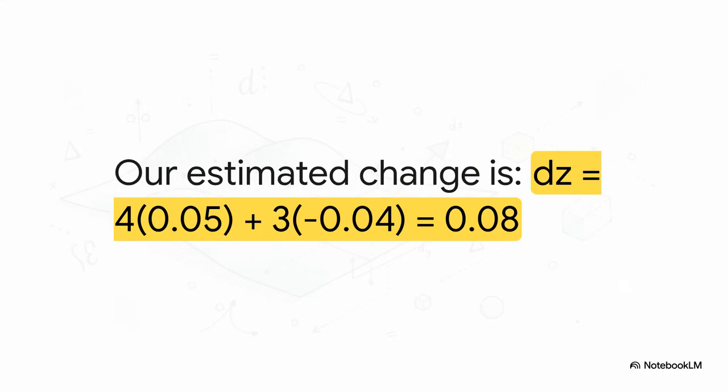All right, now we just plug and chug. We take our formula. dz equals the partial fx, which was 4, times our dx of 0.05, then we add the partial fy, that was 3, times our dy of negative 0.04. You do that little bit of arithmetic, and what do you get? An estimated change of 0.08.